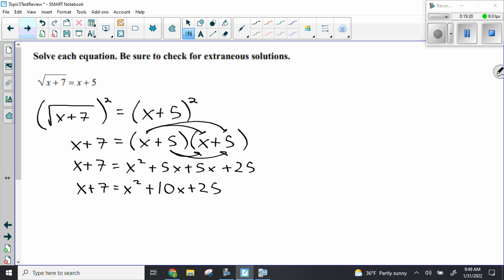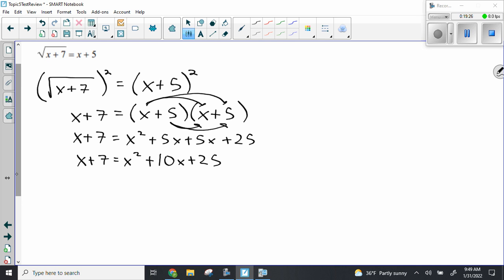And every single time I need to solve a quadratic equation, I need to set it equal to 0. That is, I need to have 0 on one side of my equal sign and everything else on the other side. So how am I going to do that? I'm going to go ahead and add x to both sides. And I'm going to subtract 7 from both sides. And I'm going to do that all in one step. So 10x minus x is going to be 9x. And then I'm going to subtract 7 from both sides. And 25 minus 7 is 18.